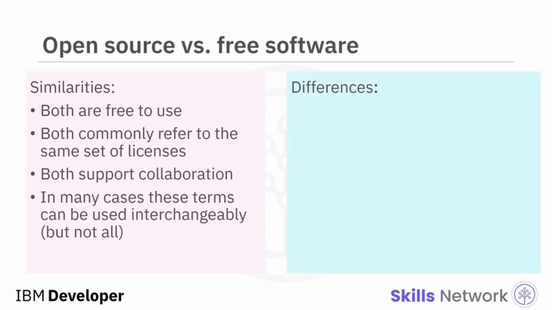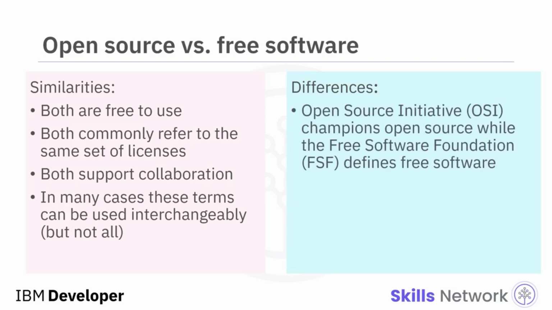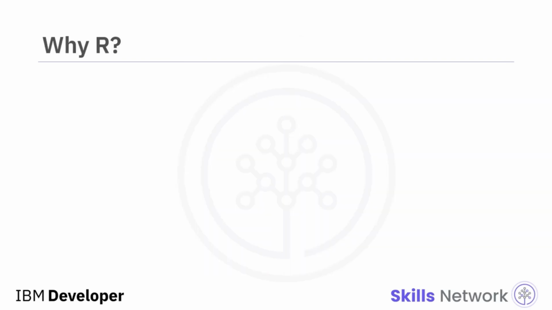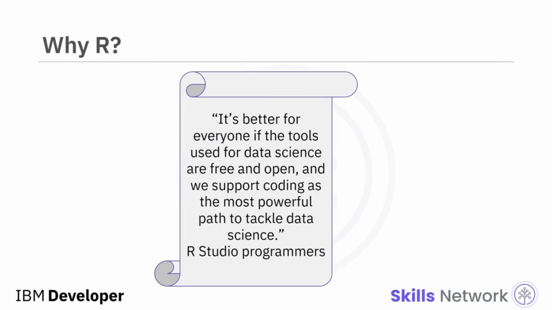Now, let's discuss the differences between open source and free software. The Open Source Initiative, or OSI, champions open source, while the Free Software Foundation, or FSF, defines free software. Open source is more business-focused, while free software is more focused on a set of values. So, why R? You should learn R because it is free software. You can use the language in the same way that you contribute to open source. In addition, it allows for private use, commercial use, and public collaboration. R is another language supported by a wide global community of people who want to use the language to solve big problems.